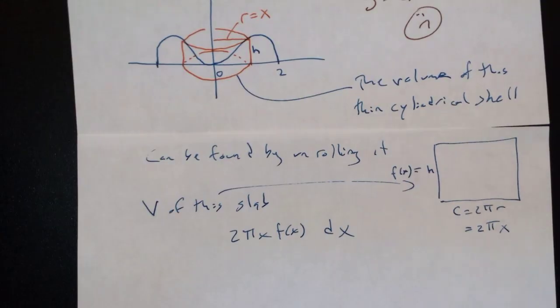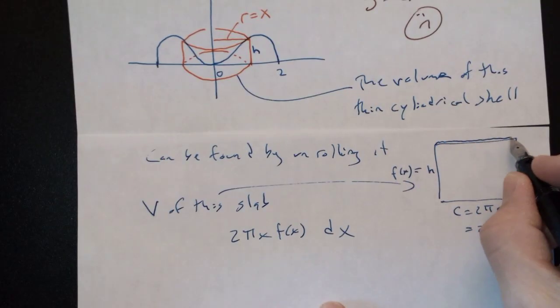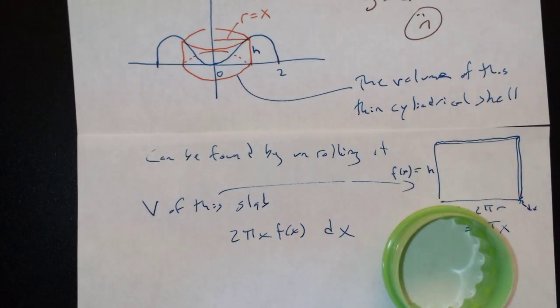So technically, I would say, oh, this is really a little thin slab. There's dx. It's the thickness of the sheet of paper. Or if you'd rather, it's the thickness of that piece of plastic.